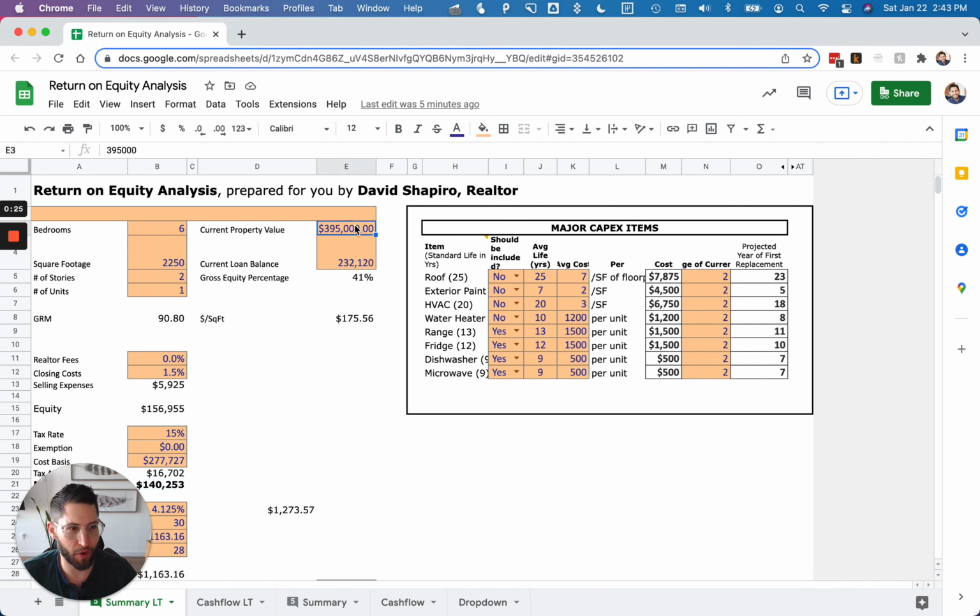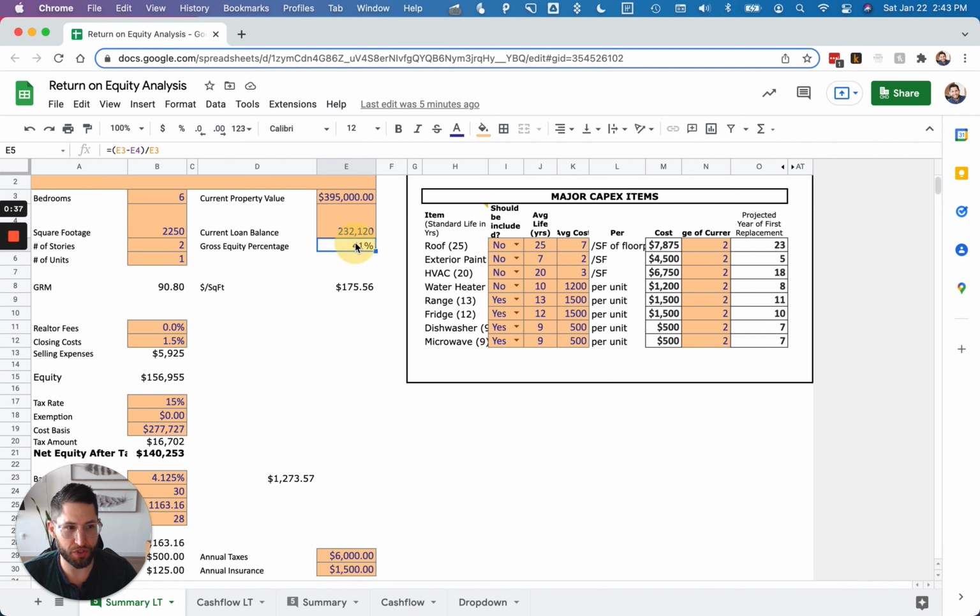So I've got the current market value. This is a spreadsheet I built. You don't necessarily need one this fancy. You basically take what you're getting offered for sale, subtracting all the costs and the loan balance. For fun, you can also see the gross equity percentage is 41%, meaning I have 156K in equity on a $395,000 property. If we look at this formula, that's how it should be doing the math.